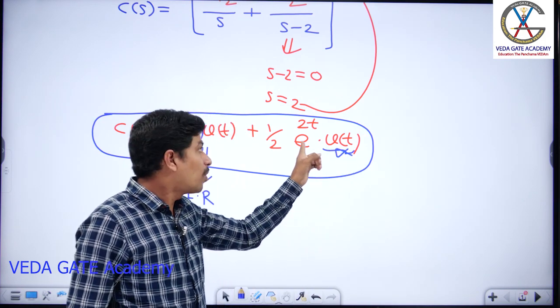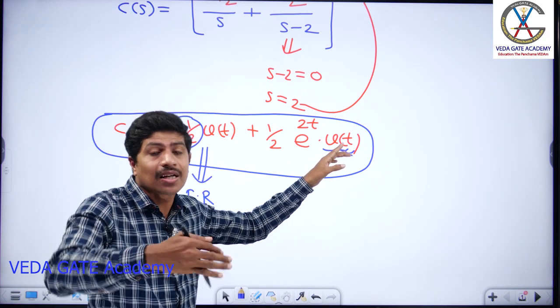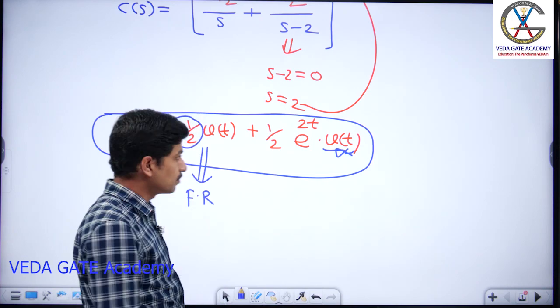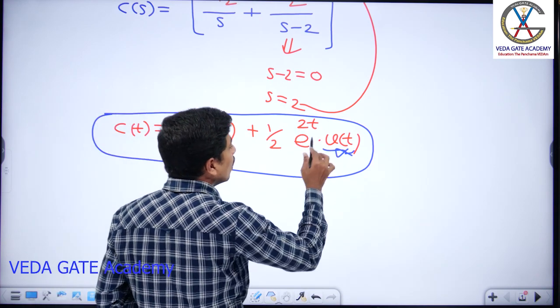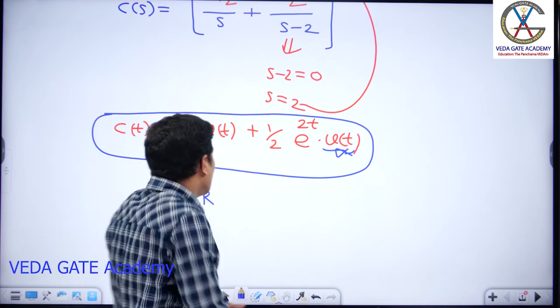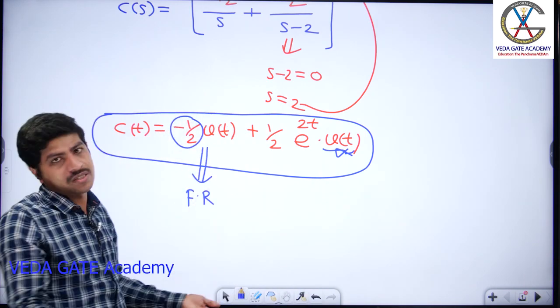Complete signal. E power 2t is the main signal. This u of t says that the response starts after t is equal to 0. These things we already saw in the starting classes. E power 2t is the signal. U of t says that e power 2t starts at t is equal to 0. But here the signal we have itself is u of t.